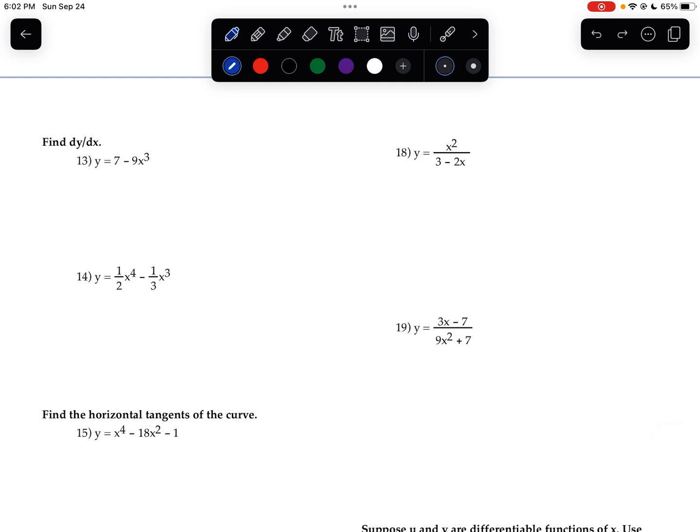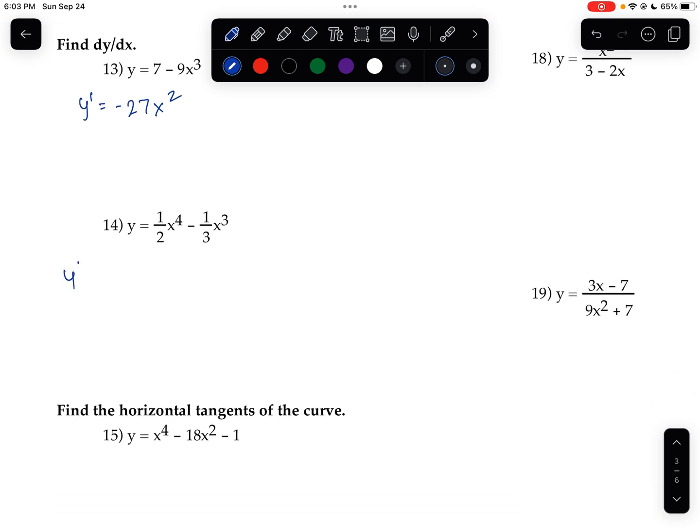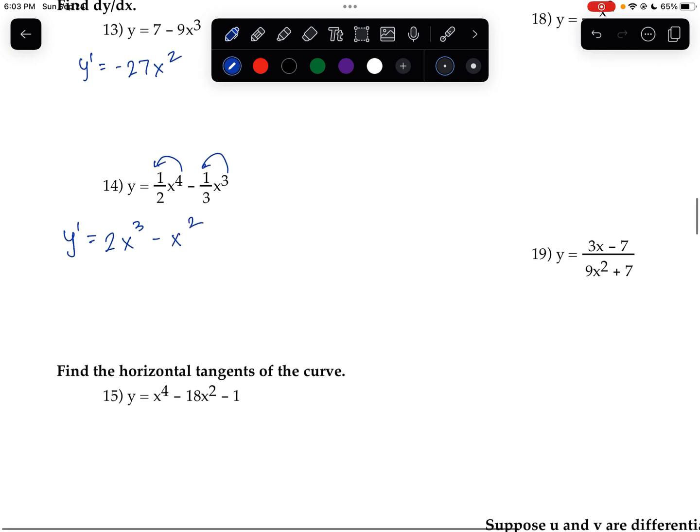Alright, find dy dx. So y prime is equal to, derivative of the constant is 0. Drop the 3 down, so -9 times 3 is -27x squared. Okay, for the next one, y prime would be equal to, drop the 4 times the 1/2 is going to be 2, decrease the power by 1, so we get 2x cubed. Drop the 3 down, a third times -1/3 is going to be just -1, so we get -x squared. So there's the derivative there.